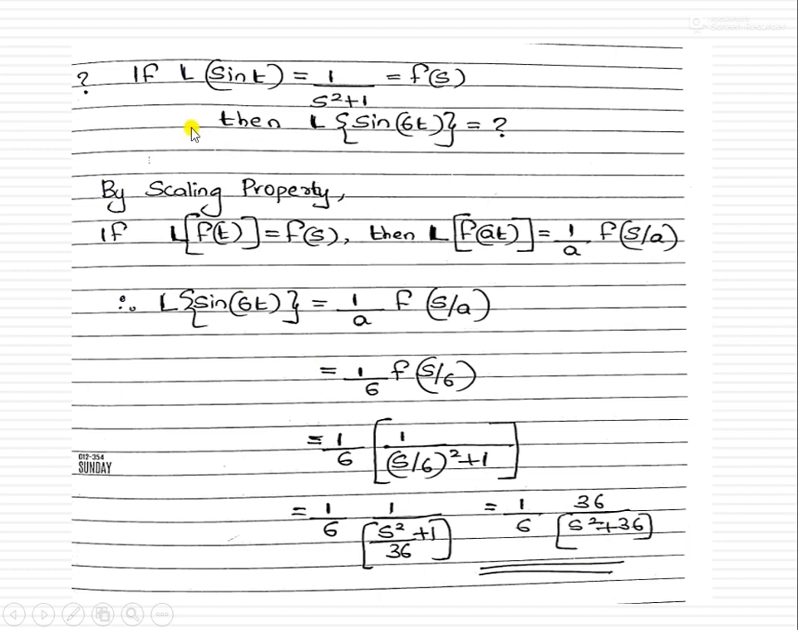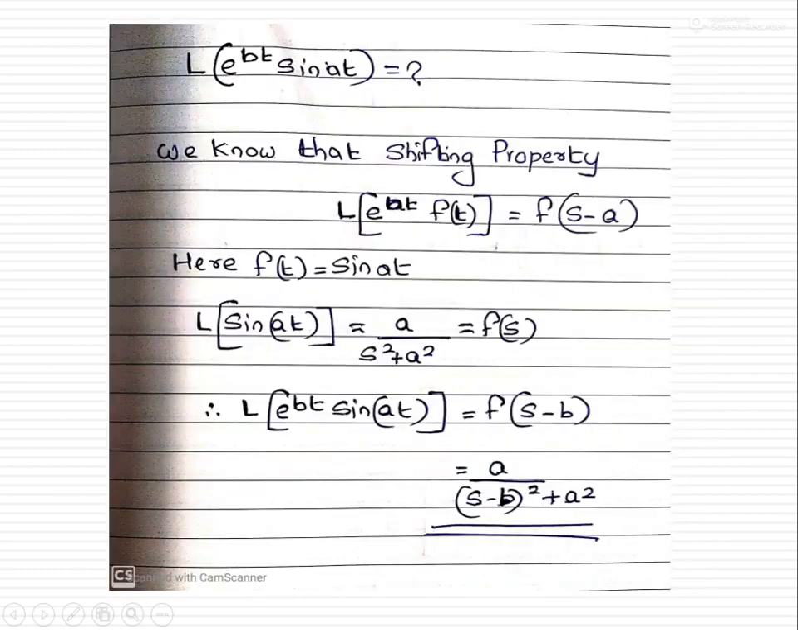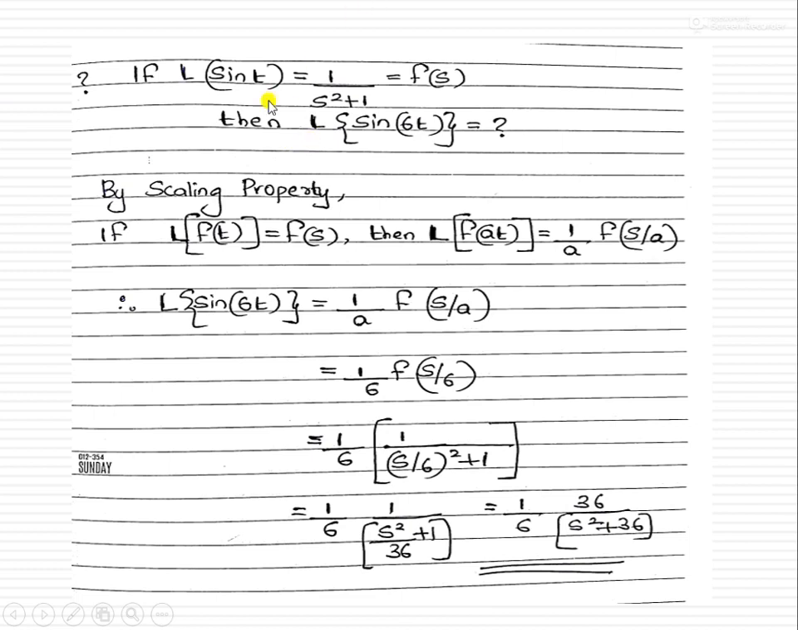Another one: find, if the Laplace transform of sin t equal to 1 by s squared plus 1 equal to F of s, then find the Laplace transform of sin 6t. Here we use the scaling property. If the Laplace transform of f of t equal to F of s, then L of f of a t equal to 1 by a into F of s by a.